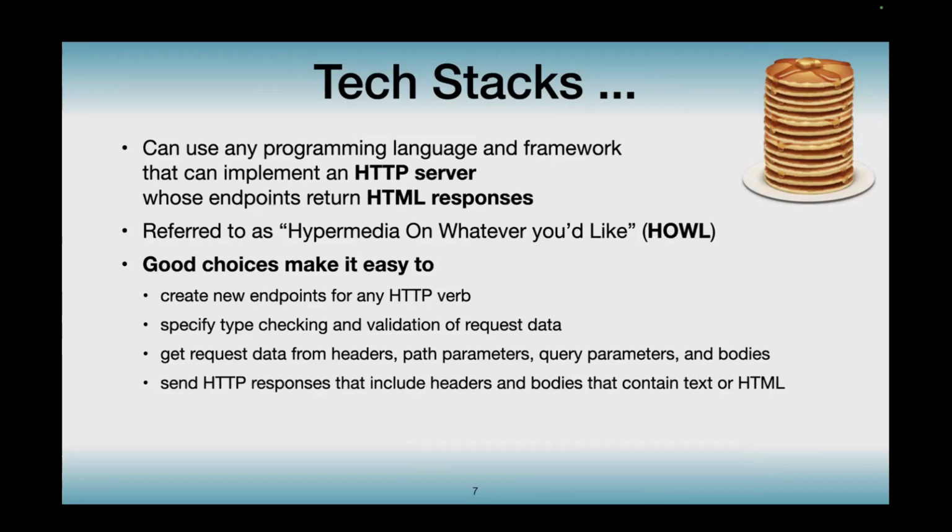But there are certainly some tech stacks that are better than others. And so you want to pick one that makes it really easy for you to create new endpoints with any of the HTTP verbs and to specify type checking that should be performed on the data that you're passing into a request and what's coming out in the response. You want it to be easy to get data coming in on the request in all the common ways, whether it be an HTTP header, a path parameter, a query parameter, a request body. And then on the other side, you want it to be easy to create HTTP responses that can include headers and bodies that might contain just plain text or HTML and not JSON.